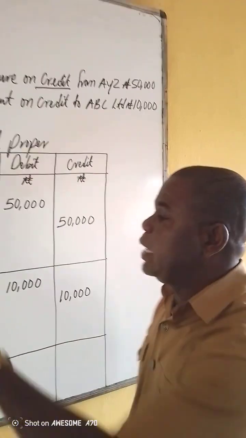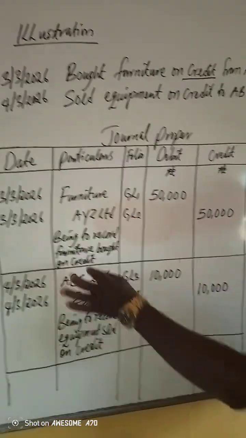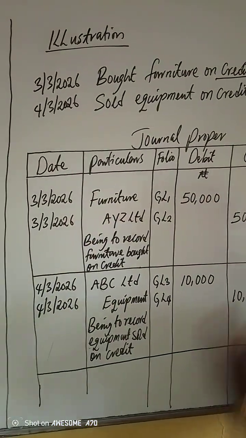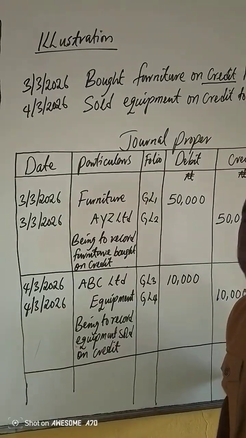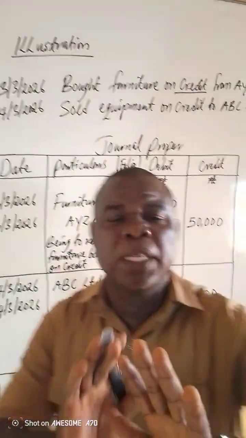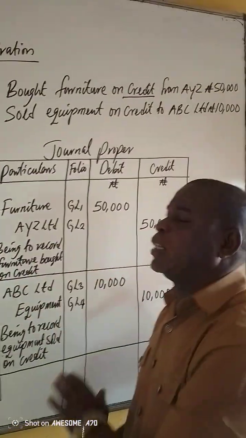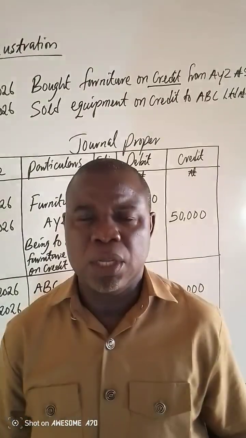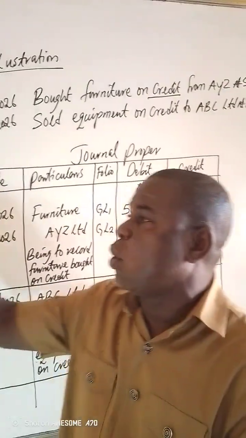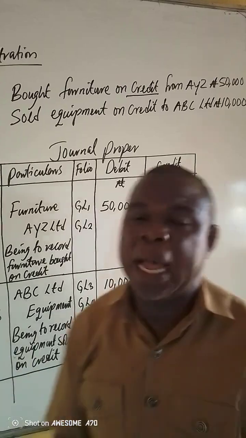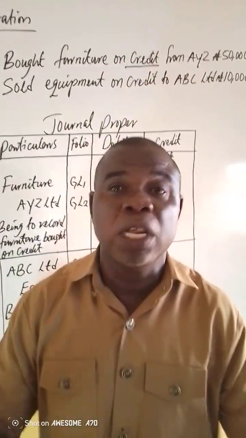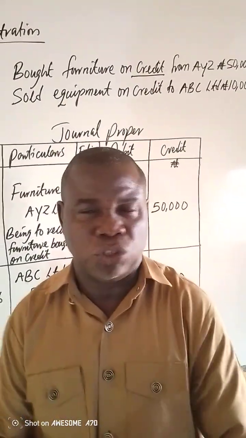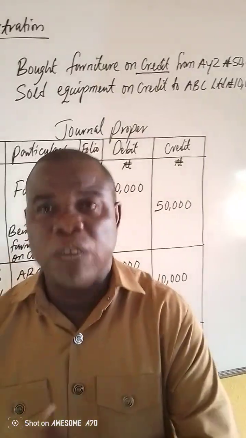And that is why there is what is called narration. And the narration must start with the word "being", being to record what happened. As you are writing the explanation or narration, it must be clear and short. Don't make it long. Don't go and take the whole transaction and start copying it back as your narration. No. The rule is that it must be brief, clear, and short. That is, precise to explain what happened.